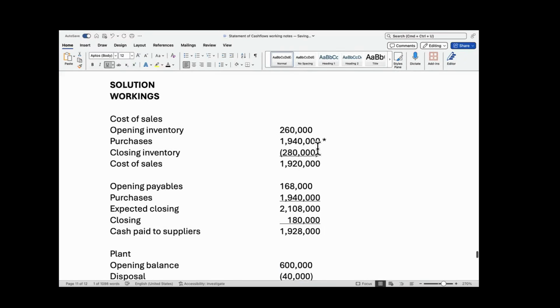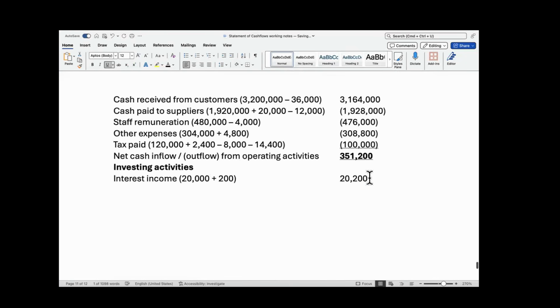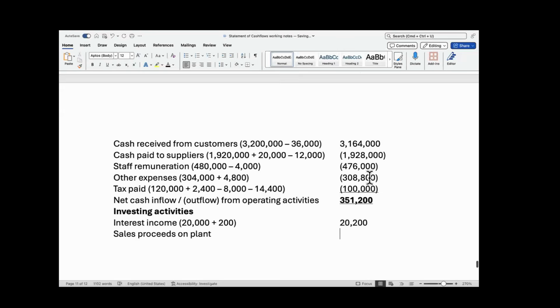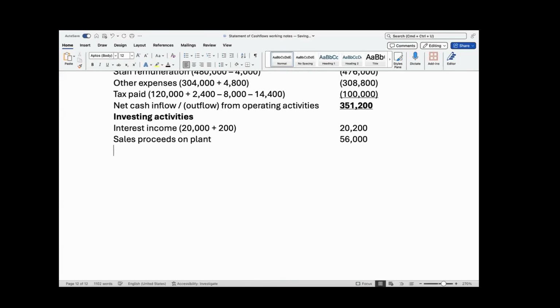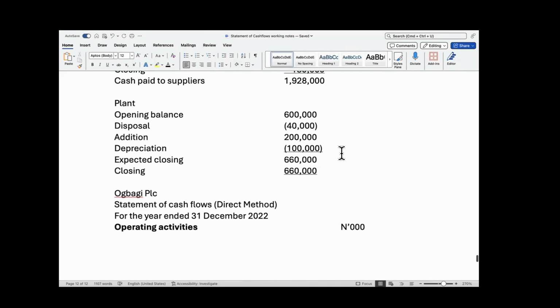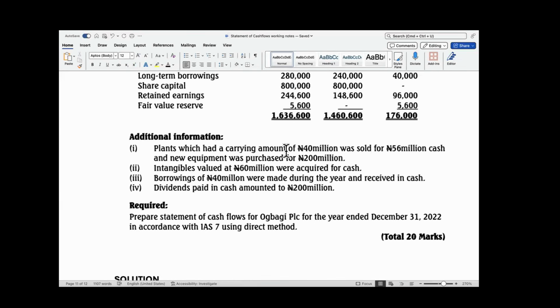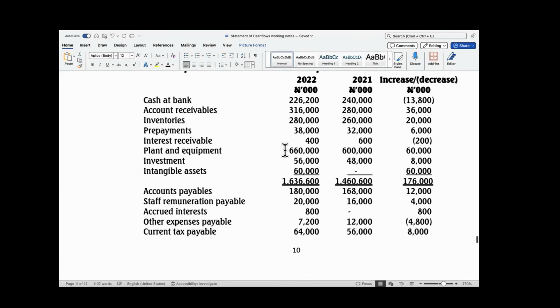Okay, fine. So I can go ahead and under my investing, I can put sales proceeds on plants as an inflow of how much? 56 million. And also acquisition of plants of 200 million. So that's really sorted for that plant.